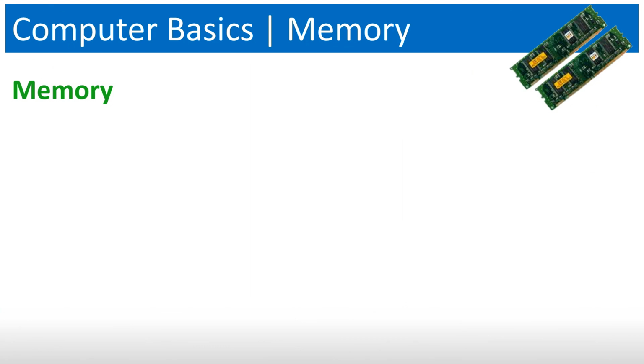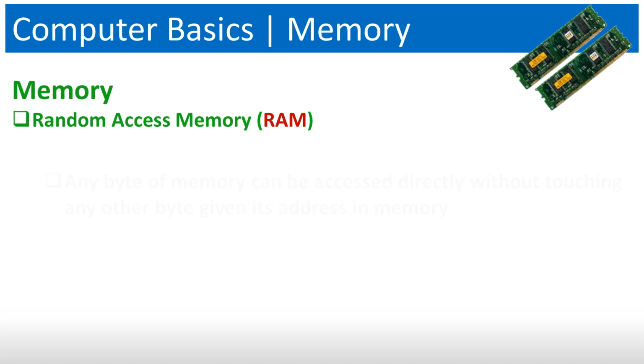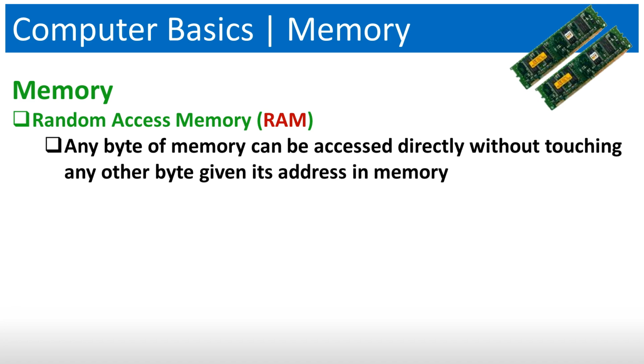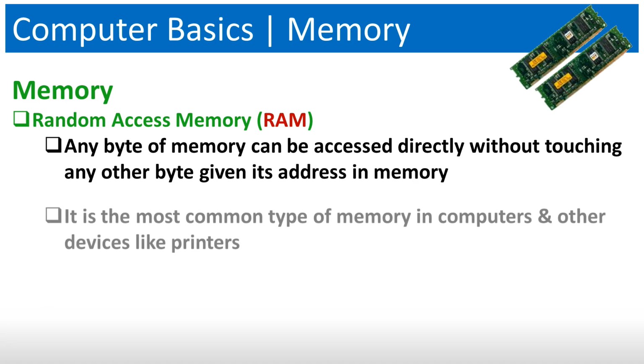All right, next is the memory. So the first most important type of memory we need to know is the random access memory, or RAM. Any byte of memory can be accessed directly without touching any other byte given its address in memory. That's why it's called random access memory. It can randomly access any byte or any location given that you provide that location.